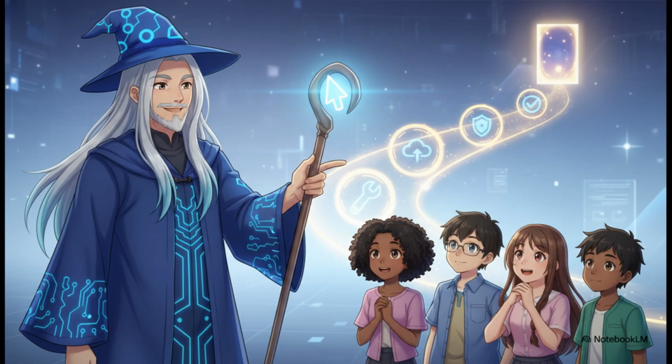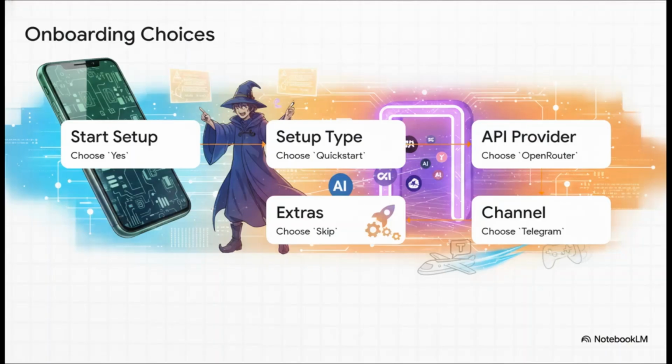All we have to do is run the command openclaw onboard, and it's just going to walk us through a series of simple questions to get everything linked up. As you go through this wizard, here are the choices you'll want to make. We'll use the Quick Start option just to keep things simple. Now, this is a crucial one. For the API provider, make sure you select OpenRouter. This is a fantastic service that gives you access to a whole bunch of different AI models, including some really great free ones to get started. For our channel, we'll choose Telegram, and for now, we can just skip the advanced skills and hooks.